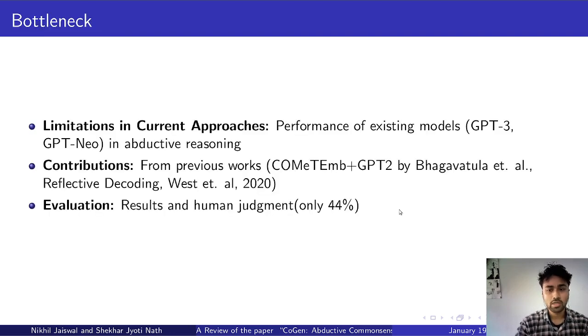So what are the bottlenecks? The bottlenecks are the performance of the existing models, and from previous work like Bhagavatula and West et al., this is the closest research to this authors' research. The models called COMET-BART and GPT-2 performed well, but from human evaluation, you can see that only 44% of the reasonings are correct or good as per humans. So it is still lagging behind. From the next slide, my friend Nikhil will continue.